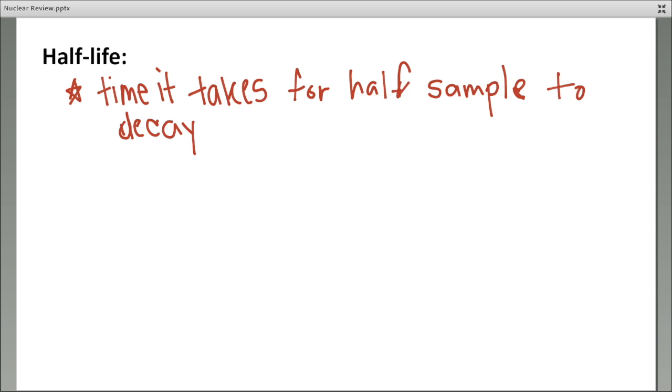Okay, and like I said, the shorter the half-life, the more dangerous it is. That's the term they use on your test, dangerous.